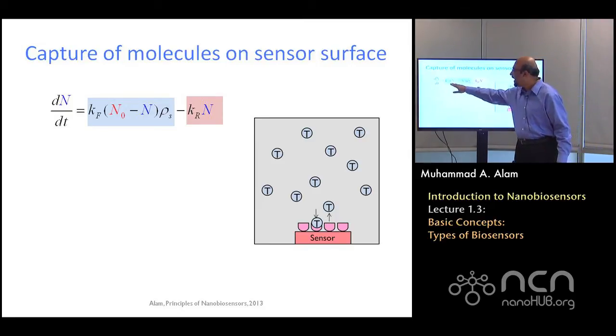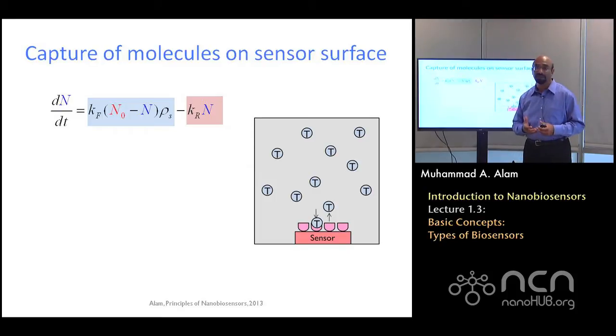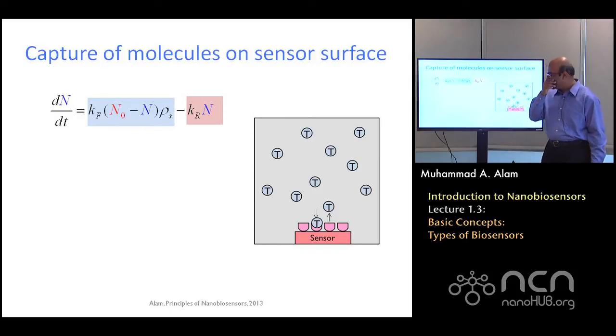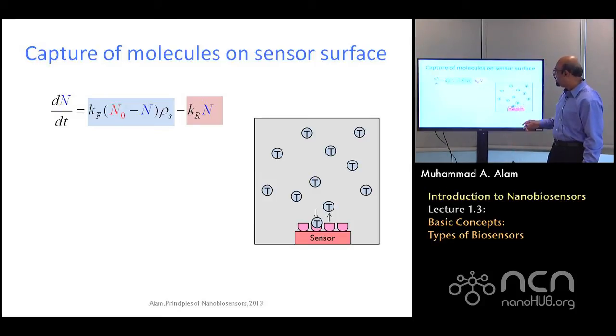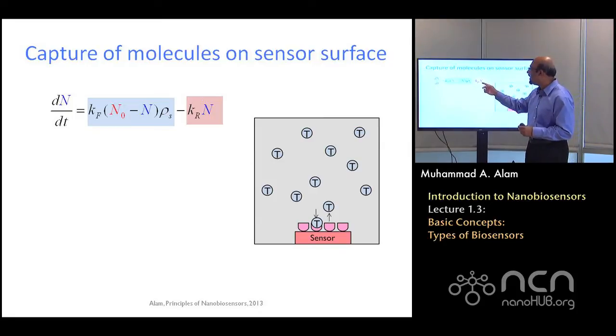So this is the catching term, and of course this depends on how many molecules you have close to the sensor surface. If you don't have any molecules, nobody is going to get caught. But this is the increase in the captured molecule number. Of course, what may happen is that, let's say, two molecules have conjugated. After a while, because of the thermal vibration, the captured molecule is released. In that case, the second term essentially dictates the release process.